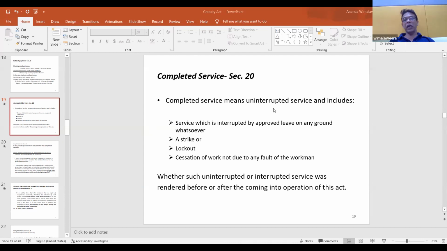Completed service means uninterrupted service and includes mnemonic. So you take your own note. I'm not reading. Right? First subtopic is completed service. Subtopic is you have to take your own note. Completed service. Subtopic. And after that, take your note. Completed service means uninterrupted. Right?